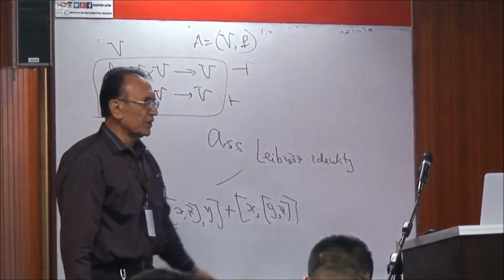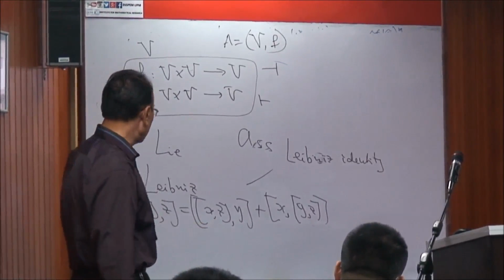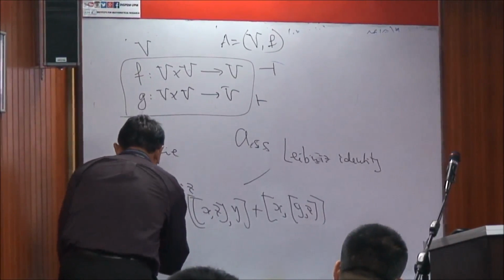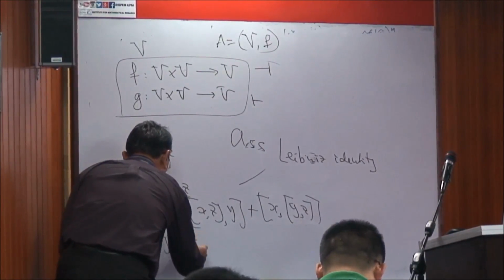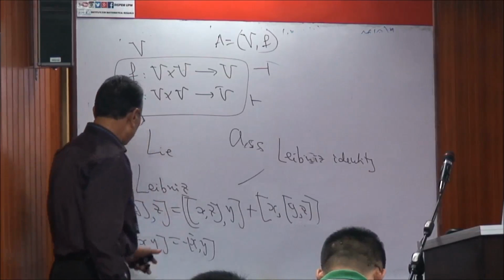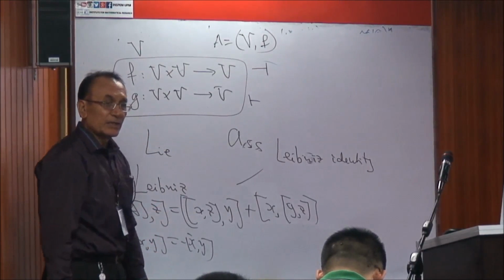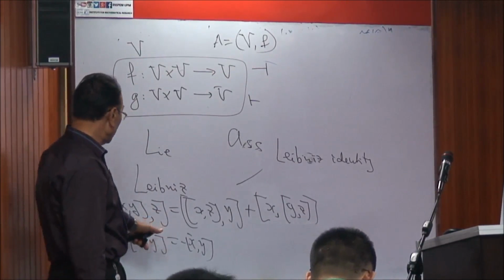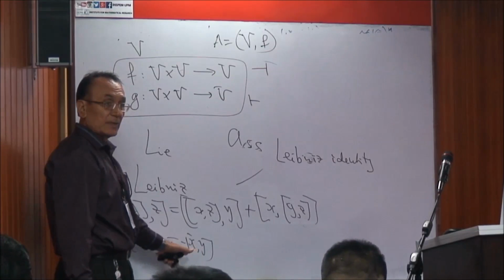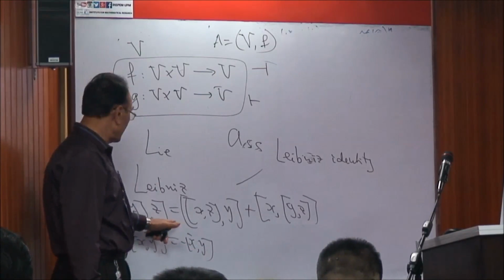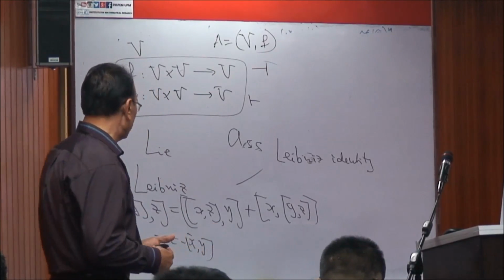Leibniz identity is a generalization of the Jacobi identity. Why? If you assume that xy is minus yx, then the Leibniz identity reduces to the Jacobi identity. So that's why, under this condition, any Leibniz algebra is a Lie algebra. And this is a more general identity, so that's why it is a generalization of Lie.